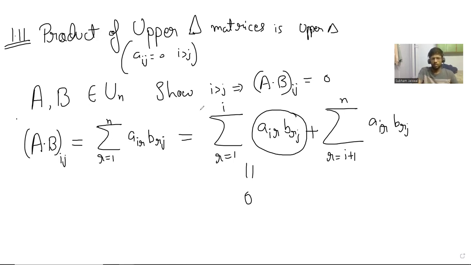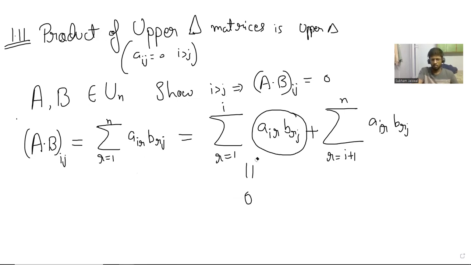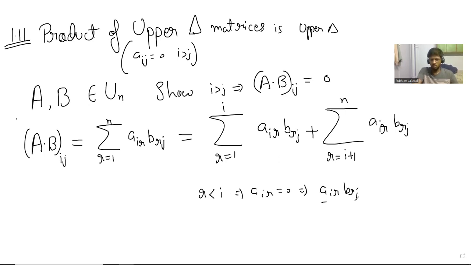So you can think neutrally. Even if you want, you can forget this. Okay, so R is less than or equal to I. Then why is this so? R is less than I implies A_IR is equal to 0. It implies A_IR B_RJ is equal to 0. Fine. Now, what do you do when R is equal to I?